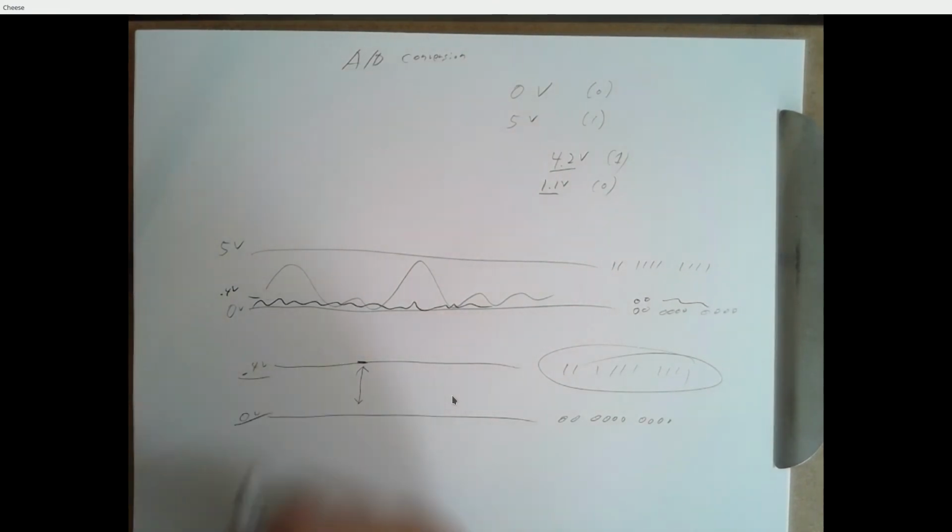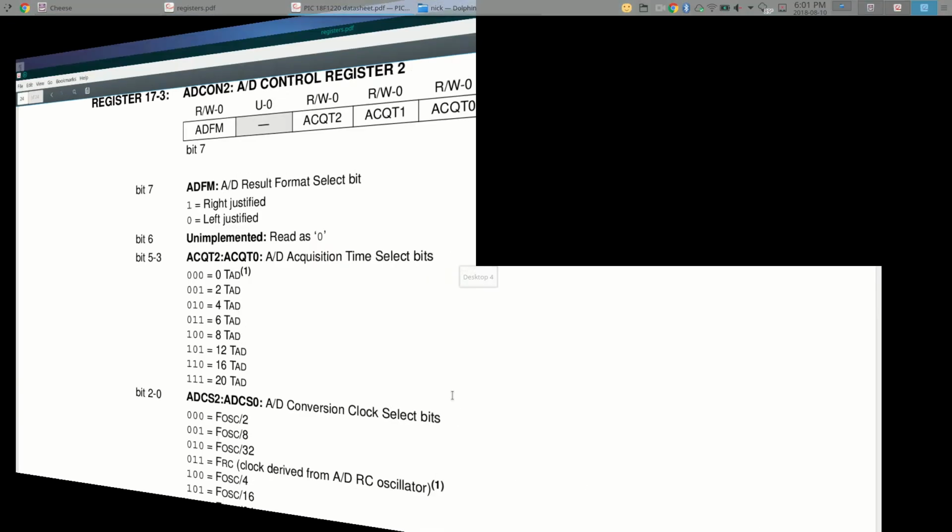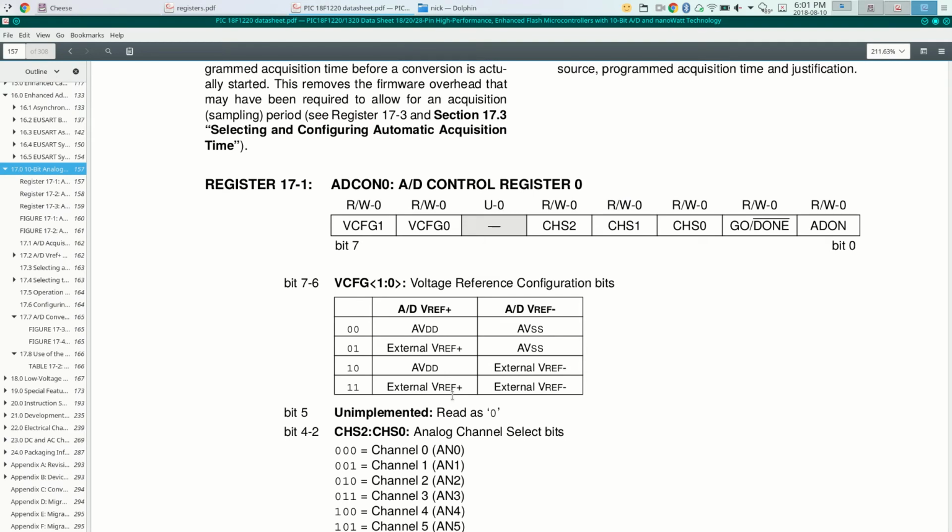So we need to specify this voltage range, and that's the purpose of this ADCON 0 register upper 2 bits. So we specify what the positive and negative voltage ranges are, the highest and the lowest, and we have choices. We can use the power supply. So if those bits are 0, 0, then our voltage range is, in our case, from 5 volts to ground. Or we can specify an external voltage for the upper value and use ground for the lower.